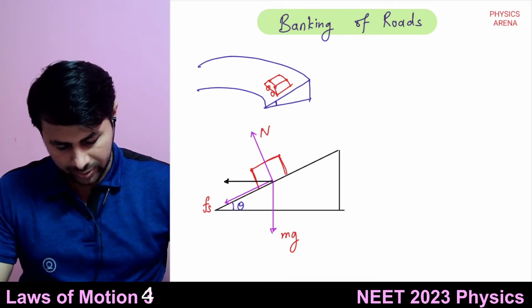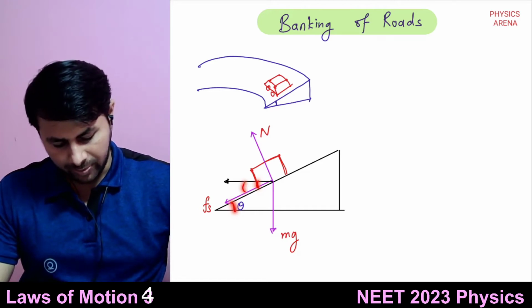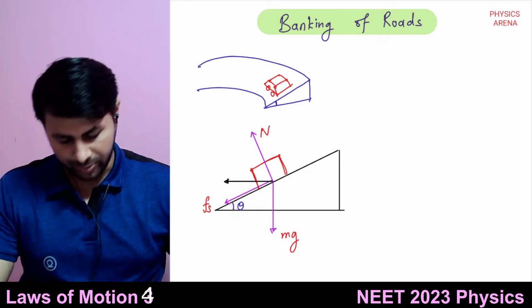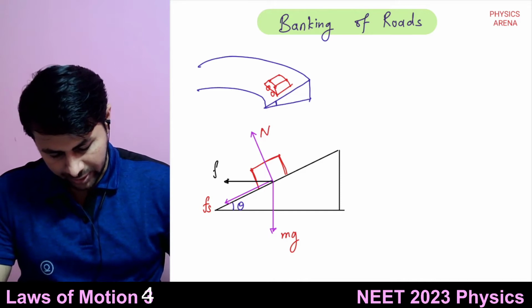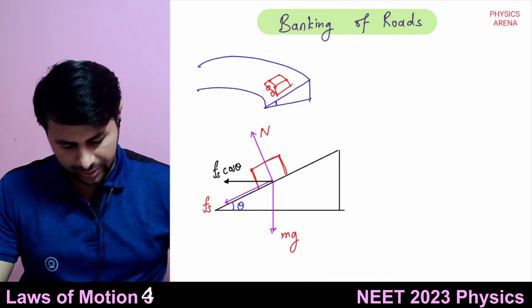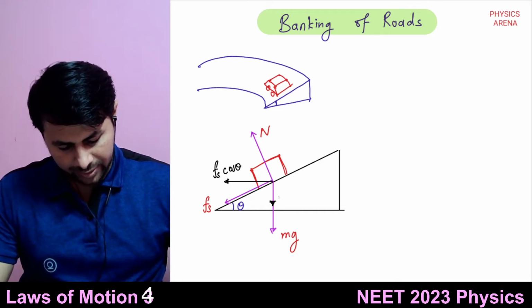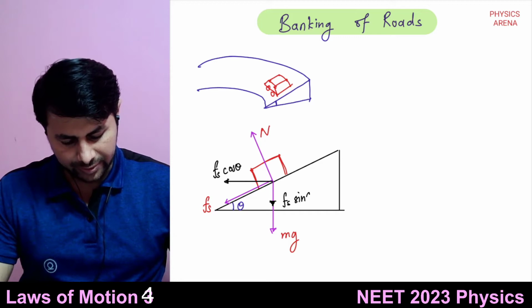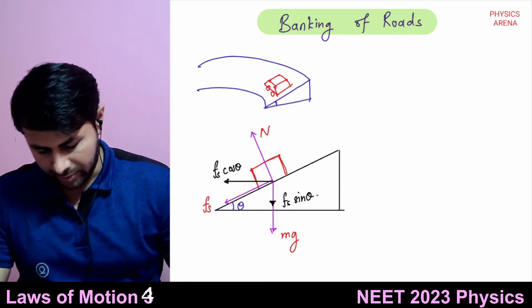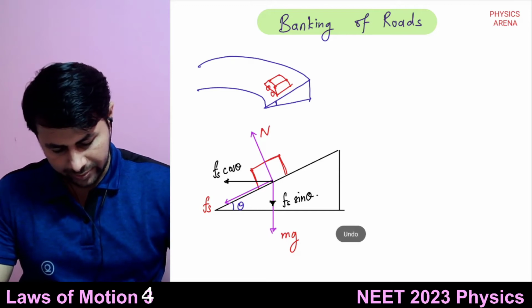Okay. So this angle is theta. That means this angle will be theta. And the component through the angle is the cos component. So this is Fs cos theta. And the component in this direction will be what? Fs sin theta.